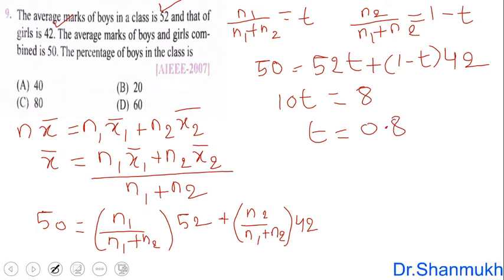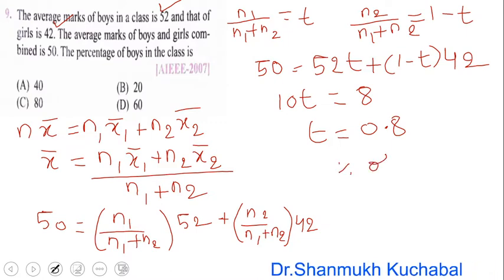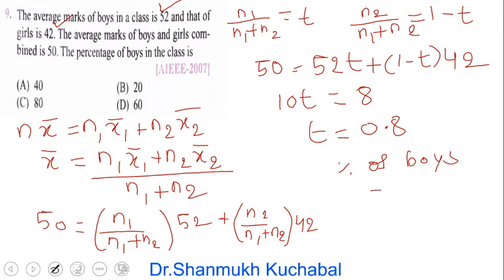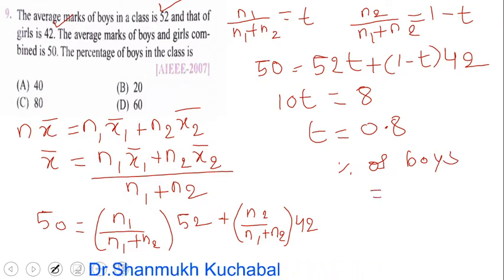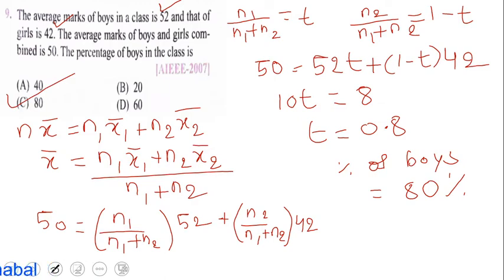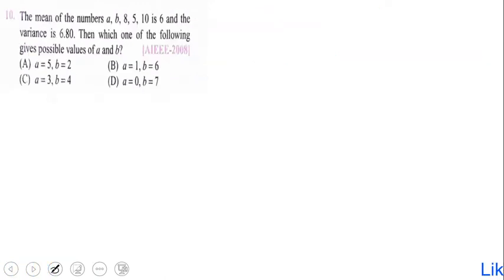So we have to write the percentage of boys. The percentage of boys is 80 percent. So 0.8 is nothing but 80 percent. So option C is the right answer here. Okay, we'll move to our next example.